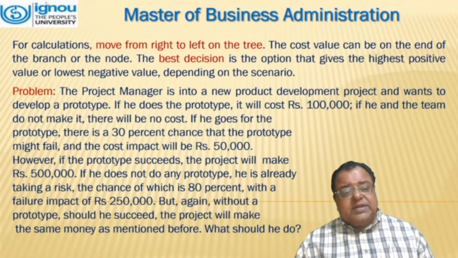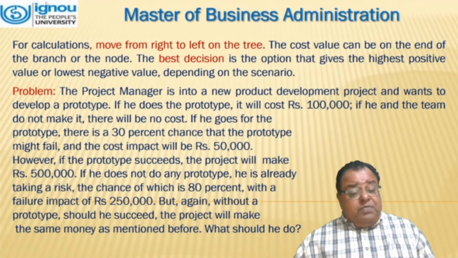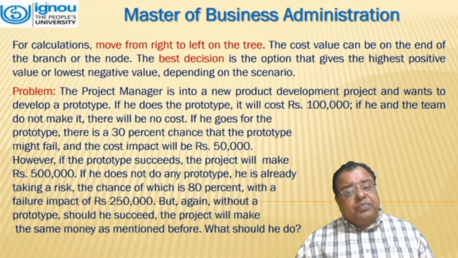Now to understand this, we take a problem. A project manager is now into a new product development project and wants to develop a prototype. If he does the prototype, it will cost around 1 lakh, and if he and the team do not make it, there will be no cost. If he goes for the prototype, there is a 30% chance that the prototype might fail, and the cost impact will be somewhere around 50,000. However, if the prototype succeeds, the project will make 5 lakhs.